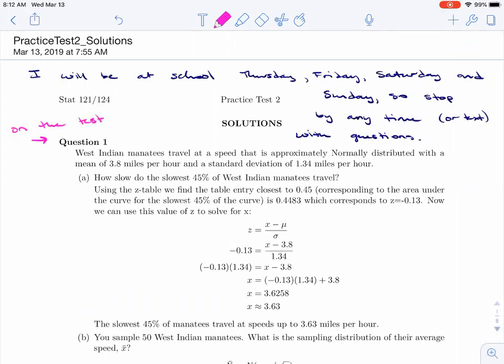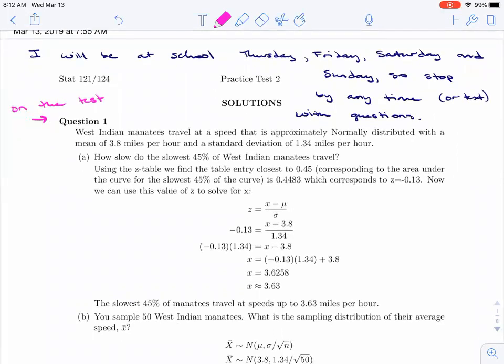Question 1, or the question 1 type of question, is a little bit different. It's kind of like a throwback. So we've got something that follows a normal distribution with a mean this and a standard deviation this.